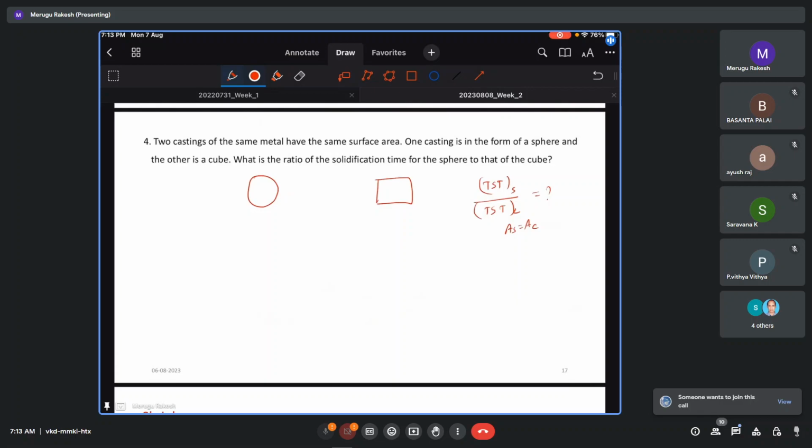Okay, so we know that the V by A ratio of the sphere is d by 6, and the V by A ratio of the cube, let us say the length of it is a, is a cube by 6a square, so a cube cancels and we end up with a by 6. So that is going to be a by 6 and d by 6. Right now, the surface area of the sphere is nothing but 4 pi r square, that is nothing but pi d square, right?